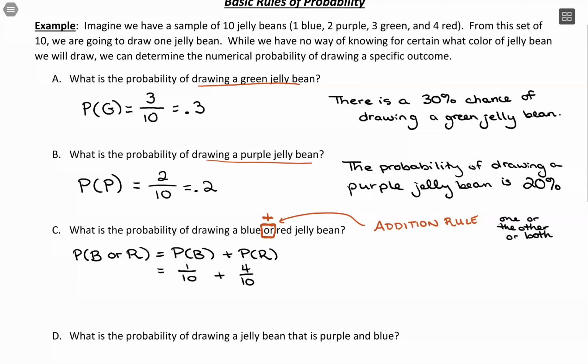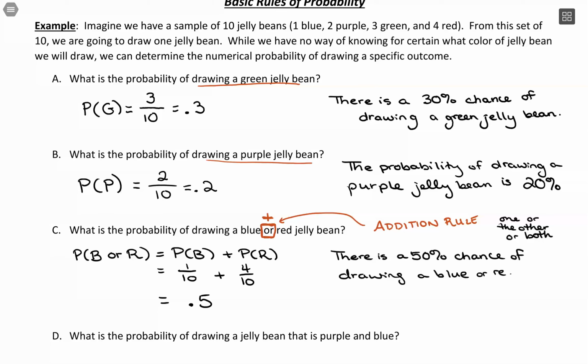But we can separate it in a formula like this. Again, you can think of it in a roundabout way and get to the same answer, and that works perfectly fine. So that's going to be 0.5. So we could say there is a 50% chance of drawing a blue or red jelly bean. So the addition rule, we'll have a video on that, but that's going to come up when we see the word or.